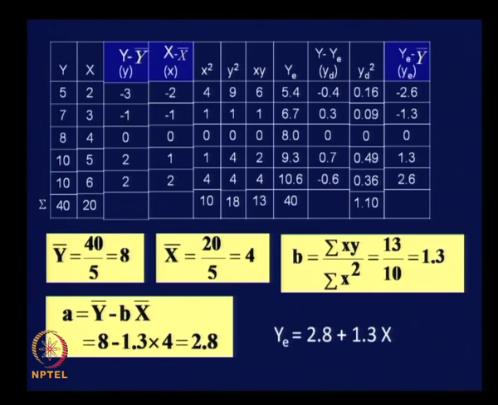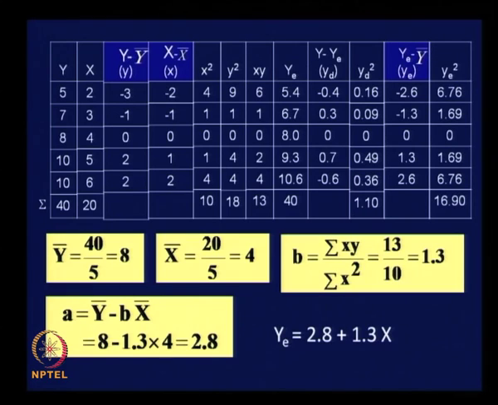Yd is what? Y minus y bar. Y values are known, y bar value is just 8. So we find the difference and get the values as minus 2.6, minus 1.3, 0, 1.3 and 2.6. And yd squared is our interest. Yd squared is simply the square of the previous column values, and we get the sum as 16.90.